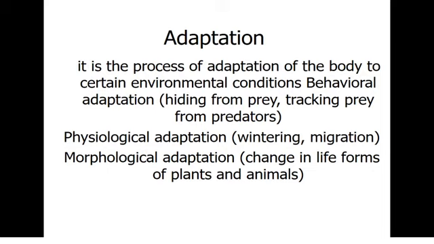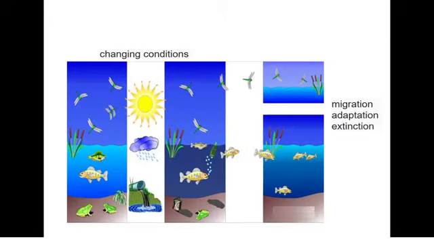And people who live in such an area have many adaptation reactions, the same as people who live in a hot climate zone have many other adaptation reactions and characteristics. The next is morphological adaptation, change in the life forms of plants and animals. And in this picture you can see all about this process of adaptation.